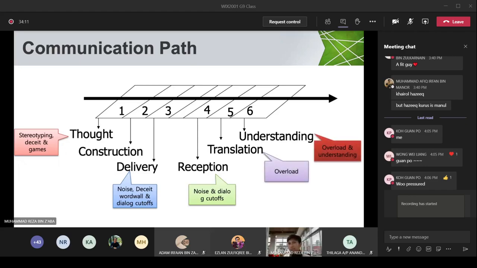Next. And when people want to translate and understand your message, there may be too many information that prevents them from really understanding your message. For example, the message is you want to be the next minister. So I think that message is clear. That's one example of communication. Right, next.